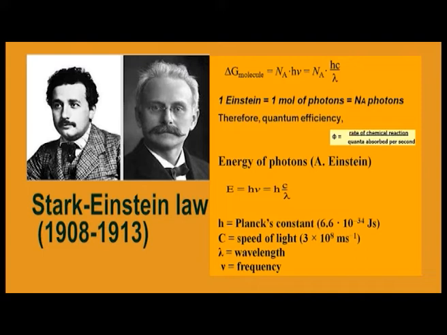So, in that case a new definition is made. 1 mole of photons is written as 1 Einstein, and this is equal to 6.023 into 10 to the power 23 photons. Therefore, the quantum efficiency can now be calculated as the rate of chemical reaction divided by quanta absorbed per second. Means quantum efficiency is the rate of chemical reaction divided by the rate of photons absorbed.